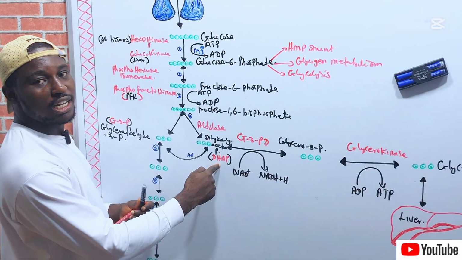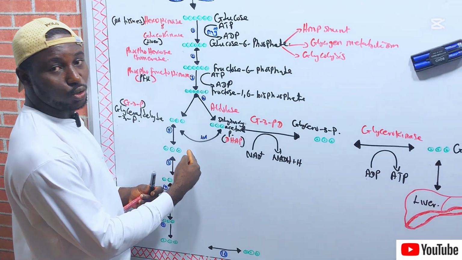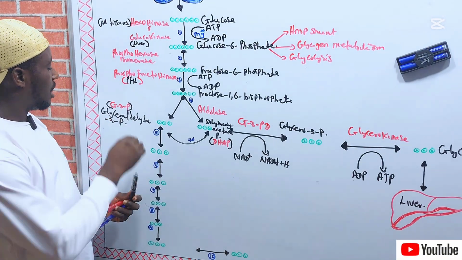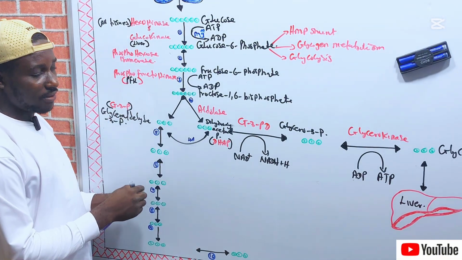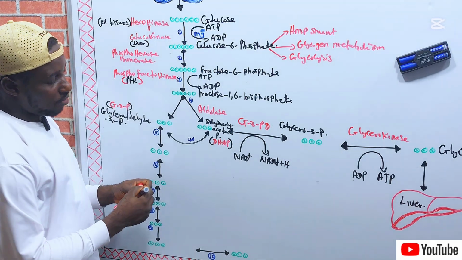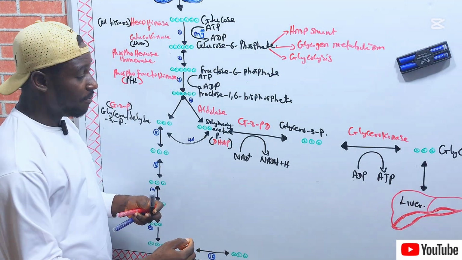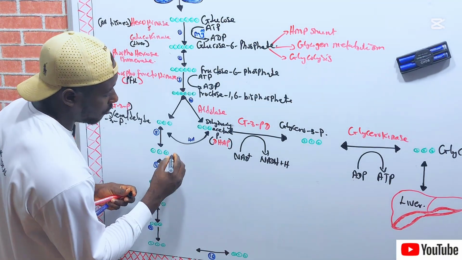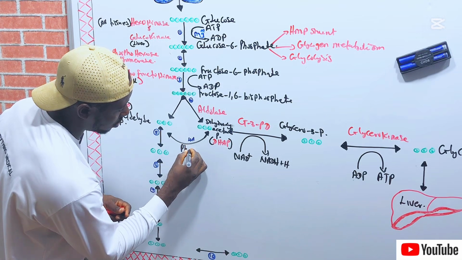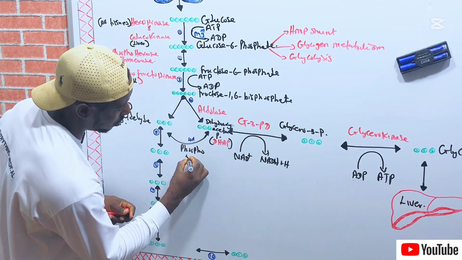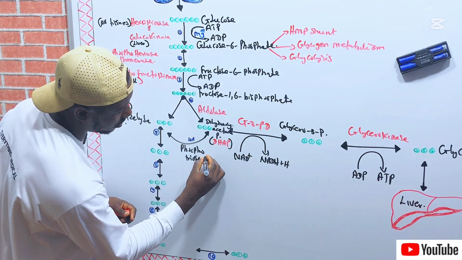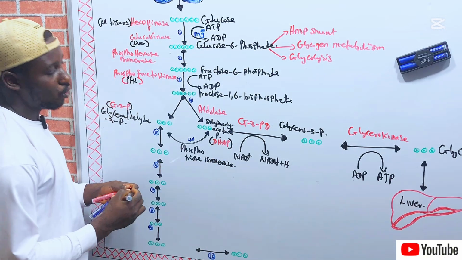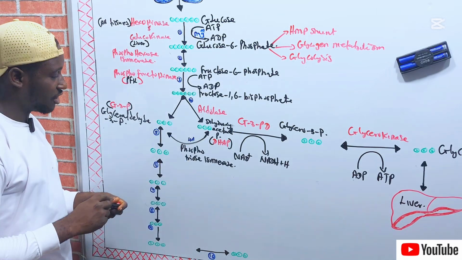DHAP will be reconverted back to follow the forward reaction by joining what? Glycerol 3-phosphate, by an enzyme called phosphotriose isomerase. That is the enzyme that will convert DHAP to follow the forward reaction, right?